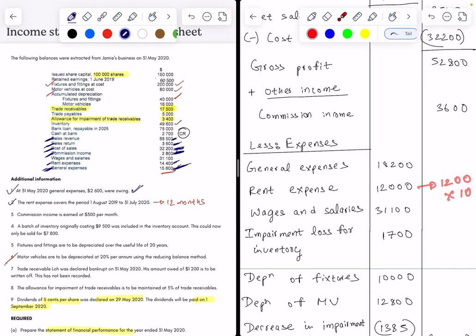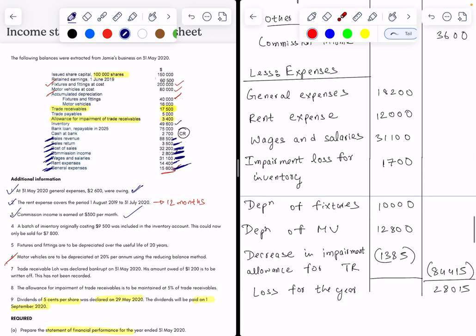Okay? Then we have got wages and salaries of $31,100. We have no adjustments for wages and salaries, so we can just confidently record the amount that we are given here in the list. And then we are recording the impairment loss for inventory. The impairment loss for inventory of $1,700, if you recall, was calculated based on the information given in point number 4, where the cost of $9,500 had been reduced to $7,800. And that's the $1,700 of impairment loss, which we are recording here.